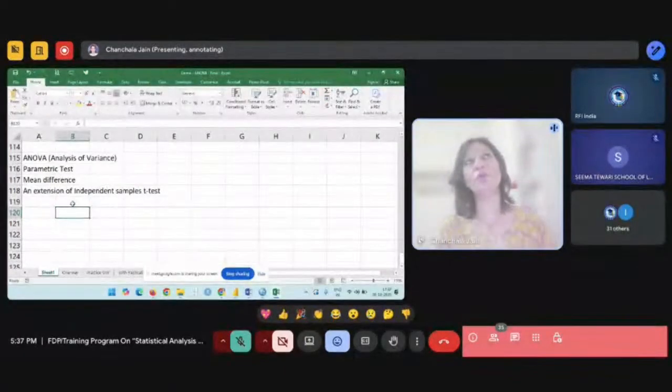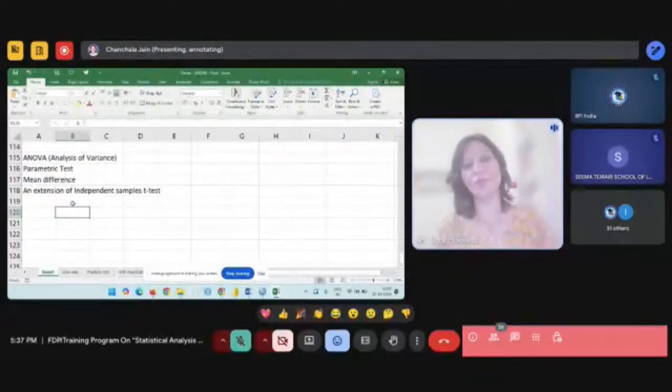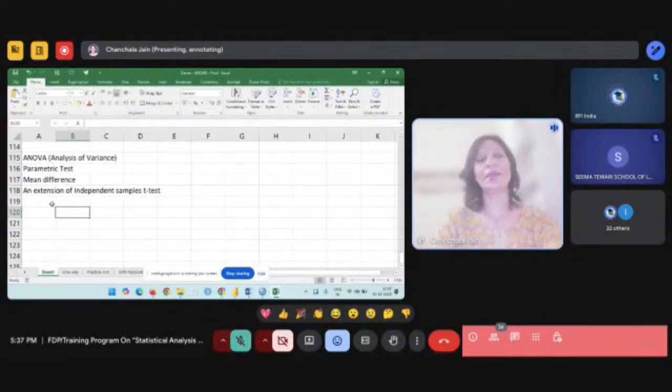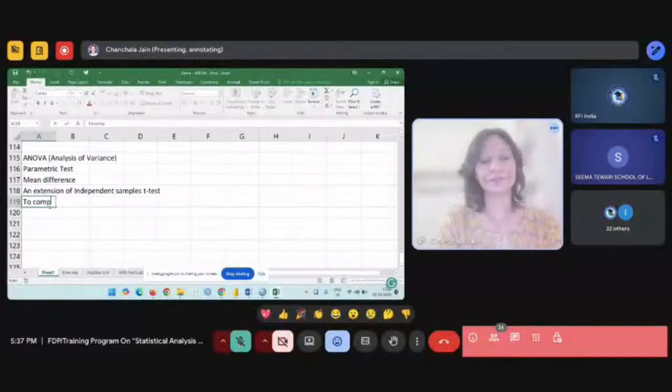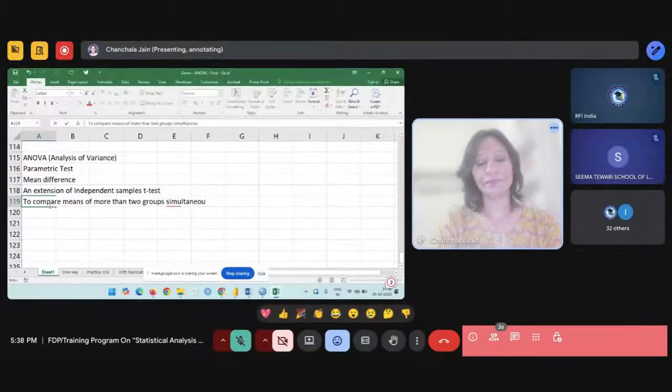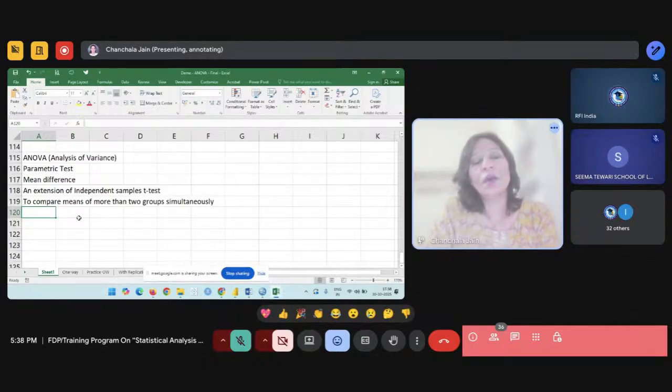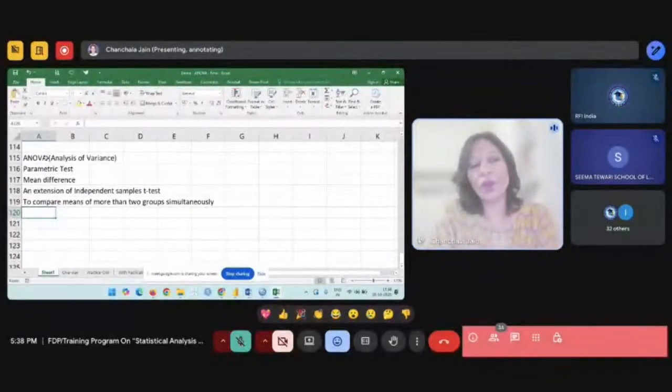If you want to compare two or more than two groups simultaneously for the mean, you can use the ANOVA test. So I can write here that it is helping you to compare means of more than two groups simultaneously. So when you have more than two groups available, you use ANOVA. I think the concept is clear. We use ANOVA when we want to compare the mean, especially the mean of more than two groups.